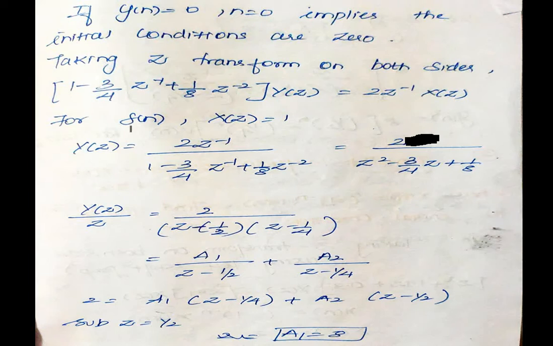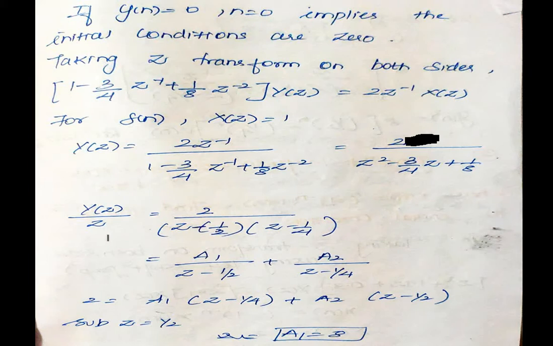X of n is actually del of n, given in the question. So what is x of z? It is 1, since del of n on Z transform gives you 1. So let's substitute x of z in the previous equation and we get y of z equal to 2z inverse by 1 minus 3 by 4 z inverse plus 1 by 8 z power minus 2. Let's convert everything to z and we get 2 by z squared minus 3 by 4 z plus 1 by 8. So the next step is to get the partial fractions.